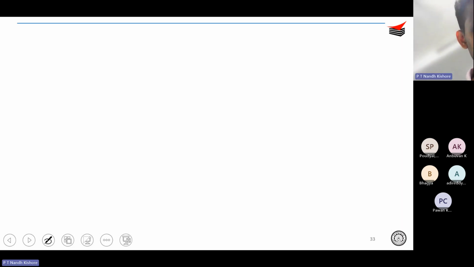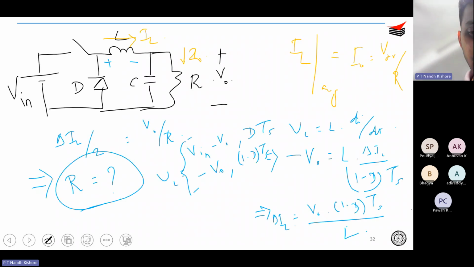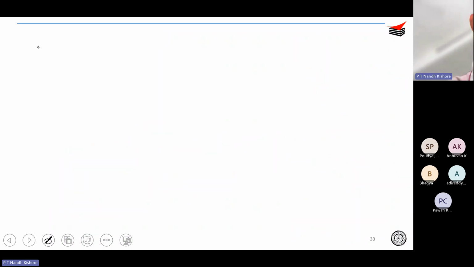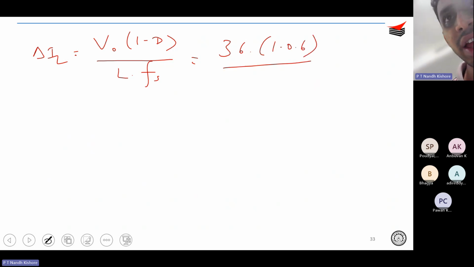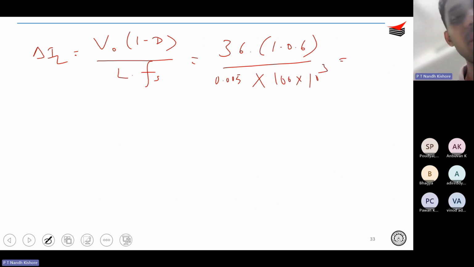So the point is, delta L is V naught into 1 minus D Ts over L, or I will write it as L into Fs, right? So you find out what this is. V naught is given as 36 volts, into 1 minus D, which is 0.6, over L, which is 5 millihenry, so 0.005, into Fs, which is 100 kilohertz, 100 into 10 power 3. So you can find out what is delta IL. Can someone do it and tell it to me?